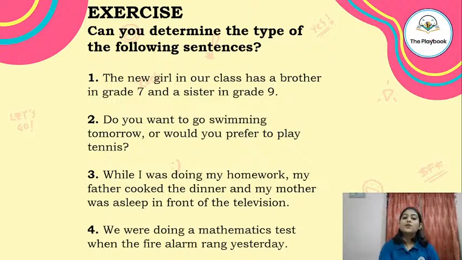Okay, looking at the third one. While I was doing my homework, my father cooked the dinner and my mother was asleep in front of the television. Which type of sentence do you think this is?